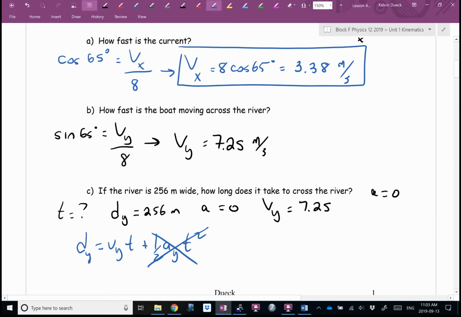Matt, how would I get the T by itself? More specific. What's the V doing to the T? Adding, subtracting, multiplying, or dividing?